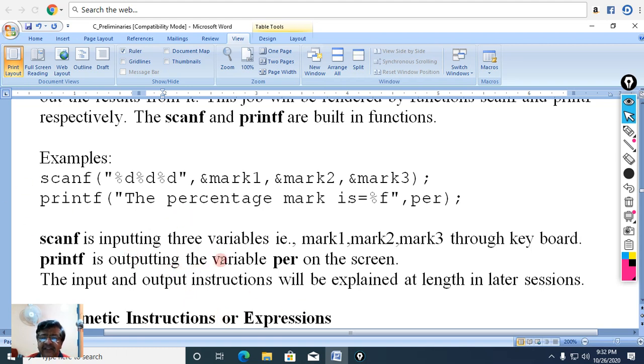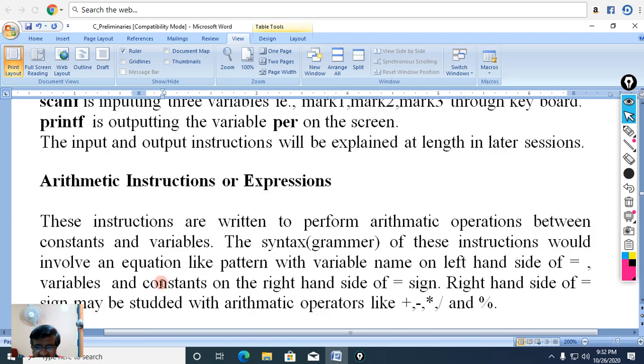Scanf is inputting 3 variables, mark 1, mark 2, mark 3, through the keyboard. Printf is outputting the variable percentage, named as per, on the screen. The input and output instructions will be explained at length in later sessions, of course. There are arithmetic instructions or expressions. They will also look like sentences in a typical natural language.